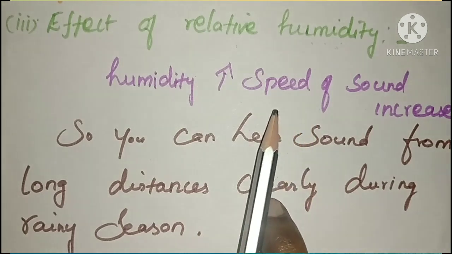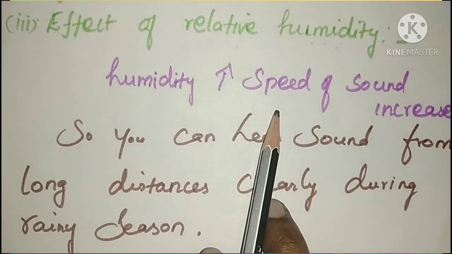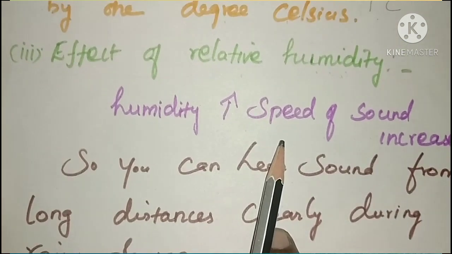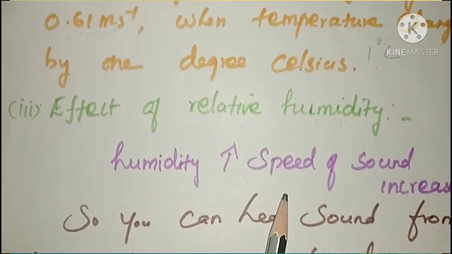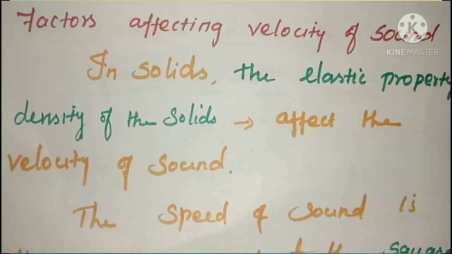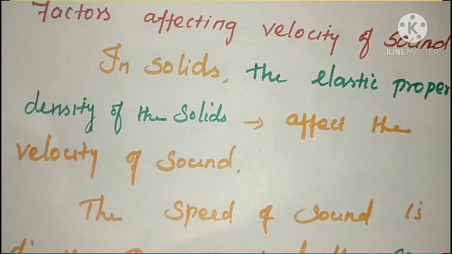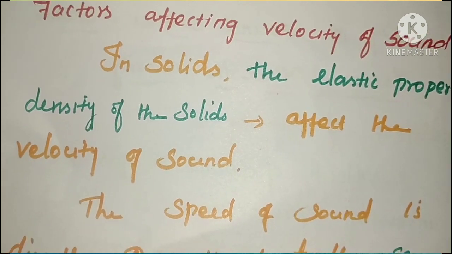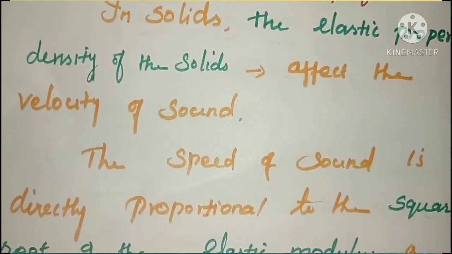In the gas medium, what are the three factors we learned? Do you remember? Yes, the first one is density, the second one is temperature, and the third one is relative humidity. In solids, the factor that affects the velocity of sound is based on the elastic property, and the density of the solid also affects the velocity of sound in solids.